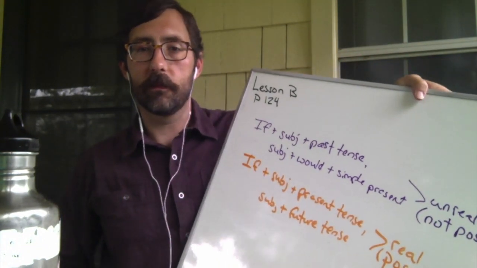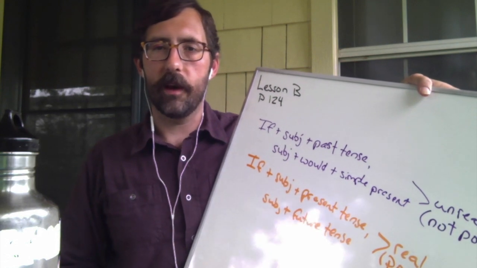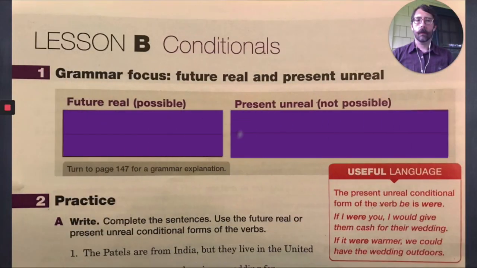All right, now let's look in our book and look at the examples they have in our book. On the top of page 124, you'll see our two boxes, one with the future real possible, and then our second with the present unreal, something that is not possible. All right, let's look at our first example with future real.